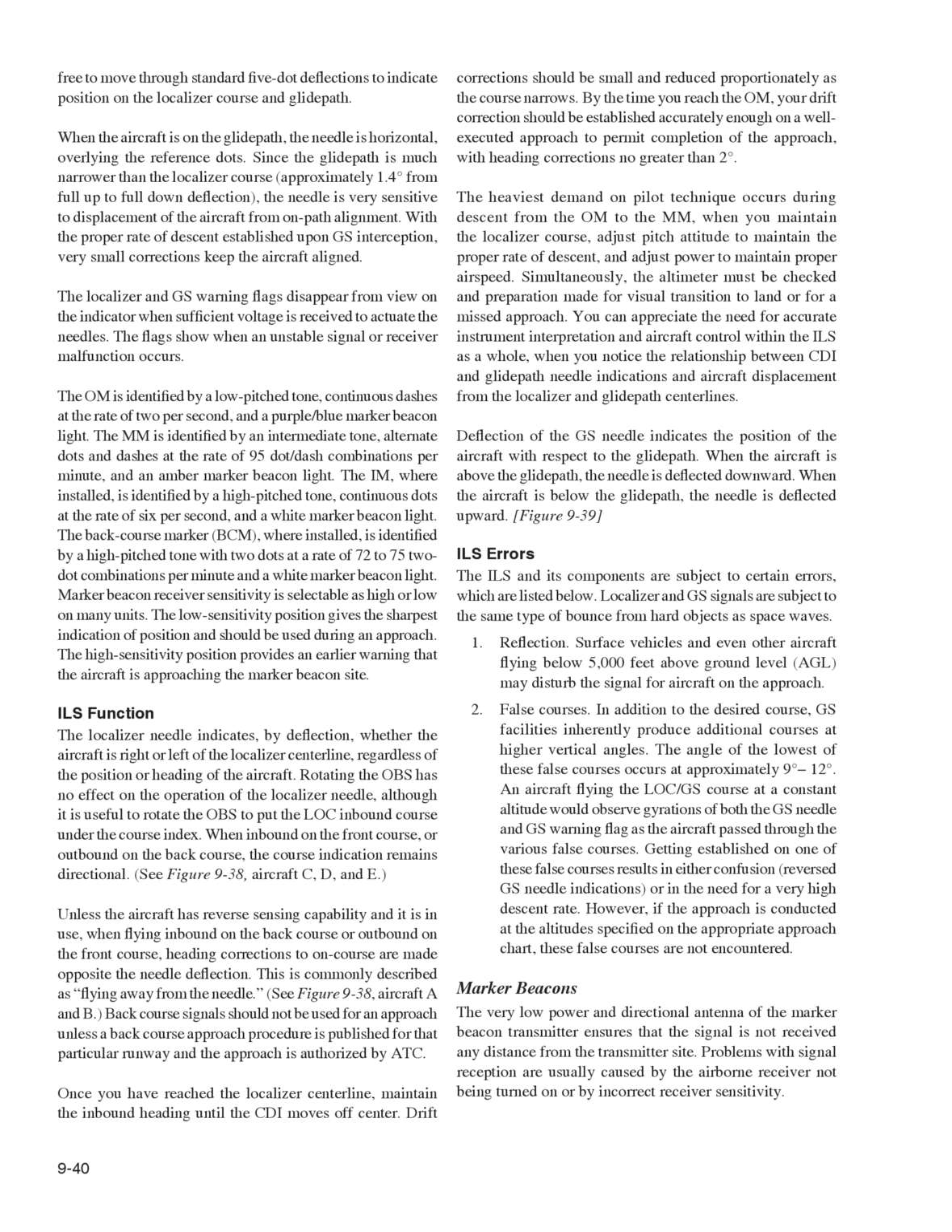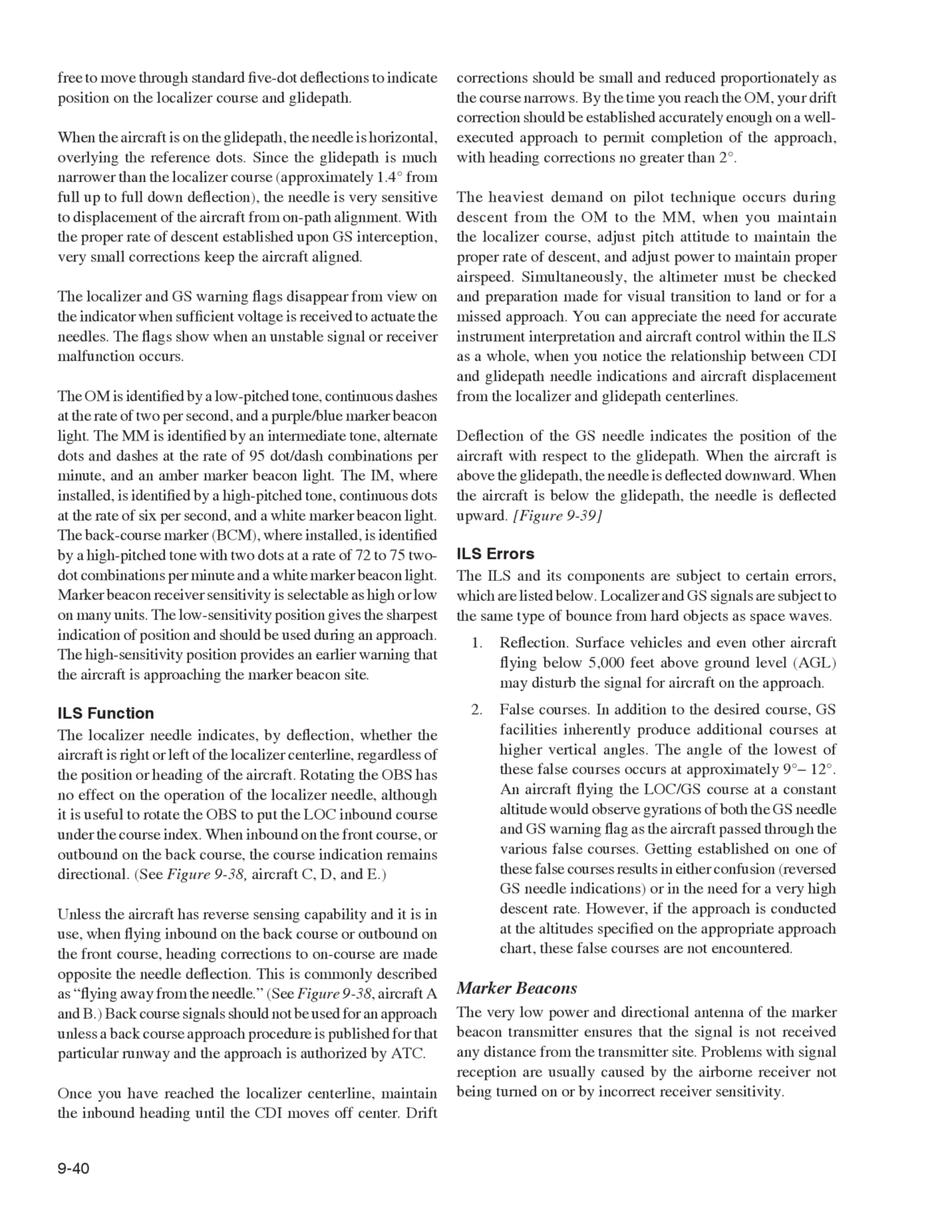The OM is identified by a low-pitched tone, continuous dashes at the rate of 2 per second, and a purple/blue marker beacon light. The MM is identified by an intermediate tone, alternate dots and dashes at the rate of 95 dot/dash combinations per minute, and an amber marker beacon light. The IM, where installed, is identified by a high-pitched tone, continuous dots at the rate of 6 per second, and a white marker beacon light.